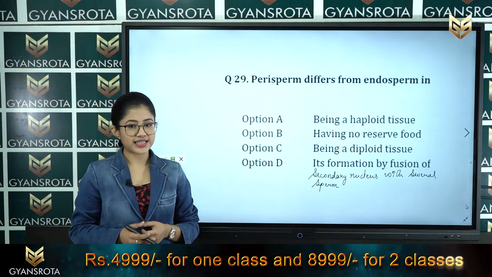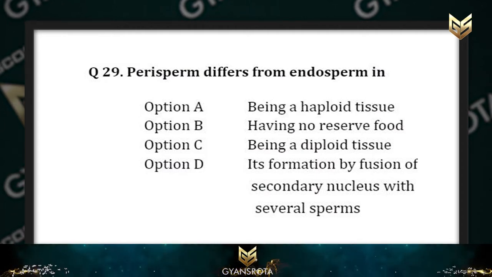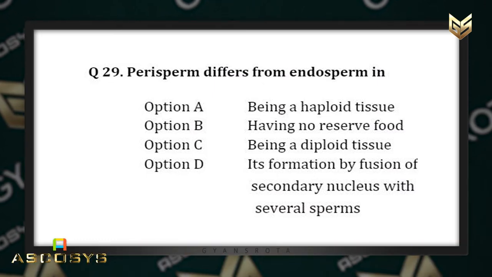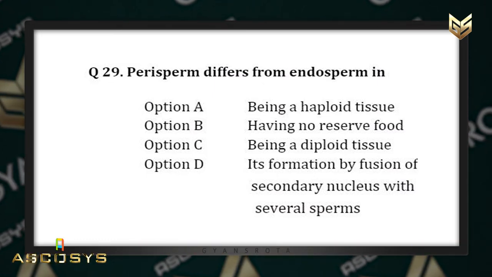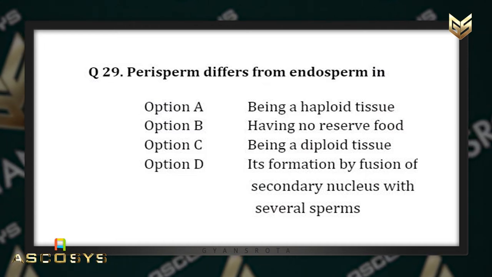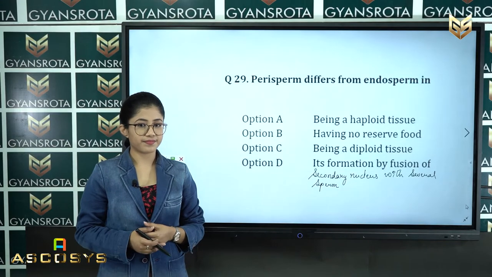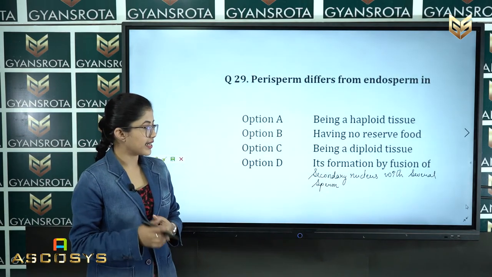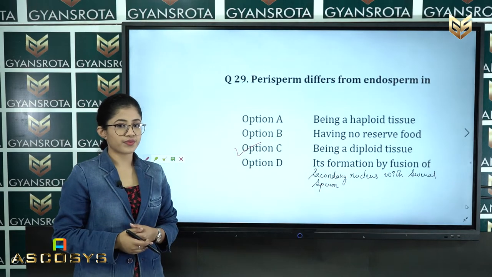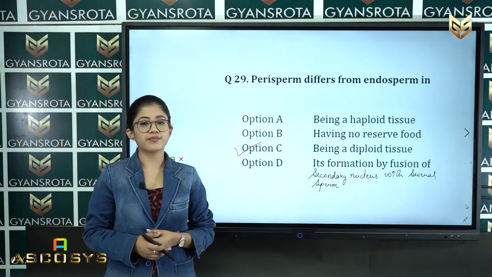In this question, you can see perisperm differs from endosperm in: option A, being a haploid tissue; option B, having no reserve food; option C, being a diploid tissue; option D, is formation by fusion of secondary nucleus with several sperms. This is from the chapter Plant Kingdom. So what is the correct answer? The correct answer is given in option C, that is being a diploid tissue. So it is the correct answer for this question. Now let's see the next question, that is question number 30.